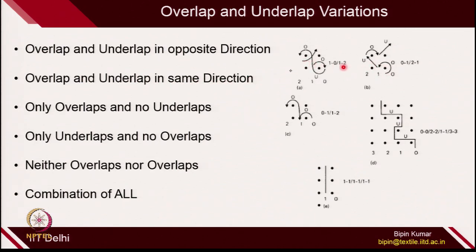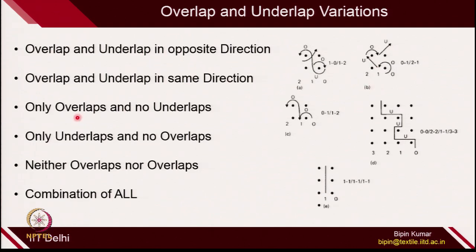Why are these 2 possibilities so important? Because in one case, when overlap and underlap are in opposite directions, you are producing a closed loop structure which is more stable, and when overlap and underlap are in the same direction, you are producing an open loop construction where the loop is highly unstable and distorted.